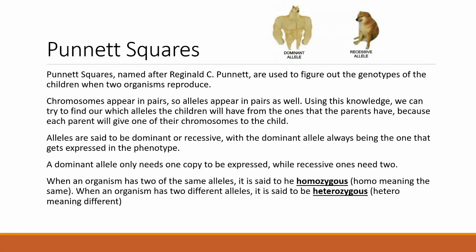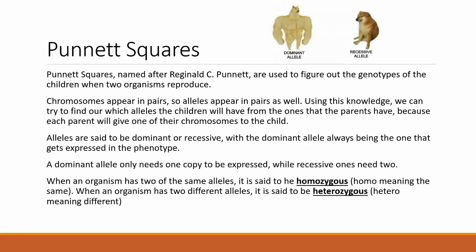Alleles are said to be dominant or recessive, with the dominant allele always being the one that gets expressed in the phenotype. What I mean by this is that if there is both a dominant allele and a recessive allele, the information on the dominant allele will be expressed over the one on the recessive allele. And so this means that a dominant allele only needs one copy to be expressed, while recessive alleles need 2.